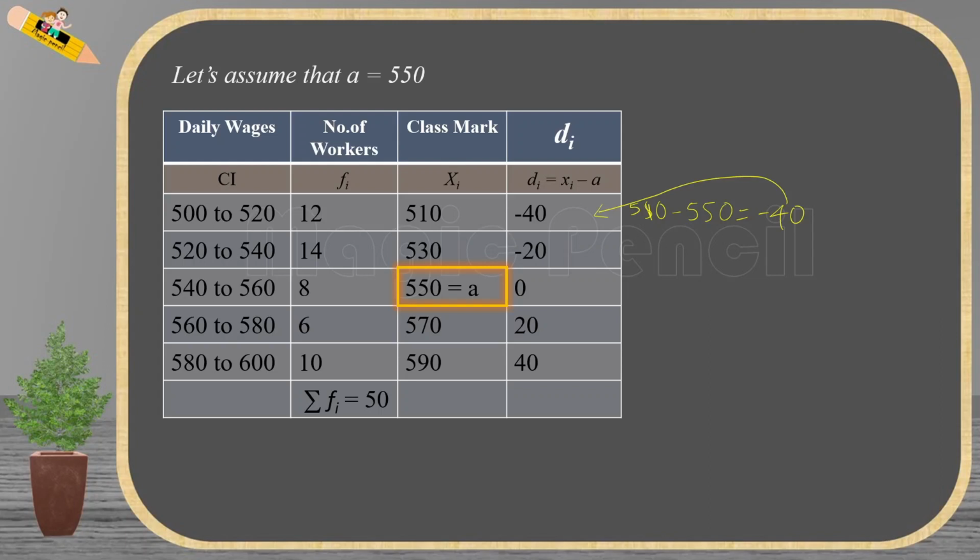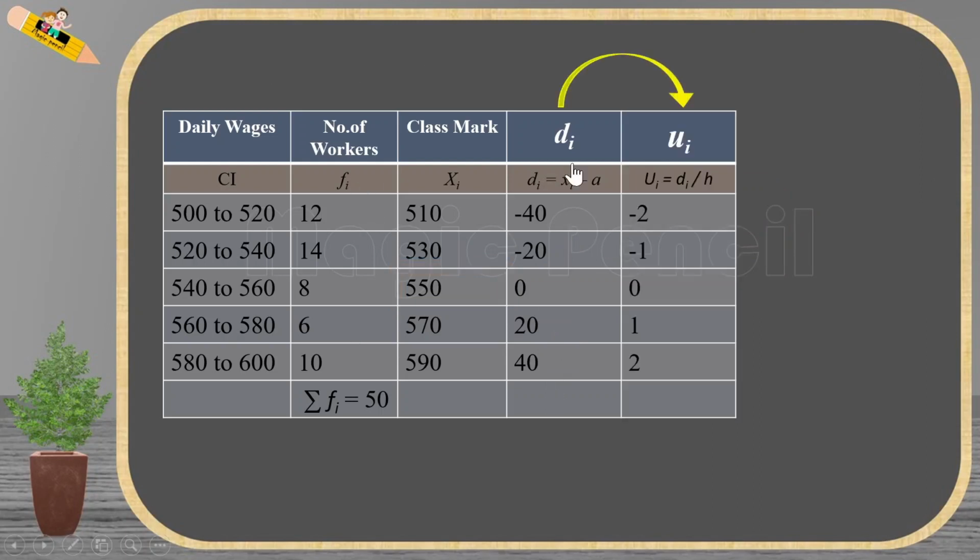Now let us calculate here for this second row. Xi value is 530 and we have selected 550 as our assumed mean, and after subtraction you will get minus 20, and this minus 20 we have written here. In the same manner we need to calculate and write all other di values in this column.